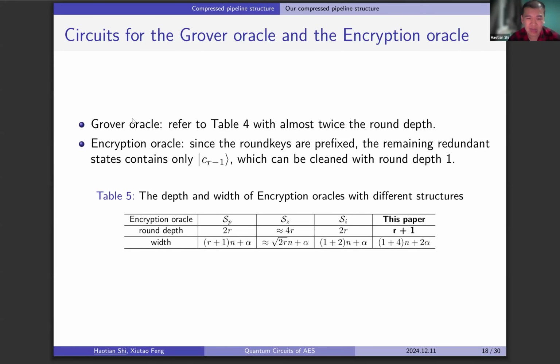Similar to the previous work, our structure can be used to construct the global oracle and the encryption oracle. For the global oracle, since a global oracle is almost 2 times the encryption circuit, one can refer to the above table. But for the encryption oracle, things are a little different. Since the round keys are prefixed, the remaining redundant states contain only R-1, which can be cleaned with much lower cost with round depth 1. Based on this, we succeed in constructing an encryption oracle with round depth R+1, which is almost half the previous record.